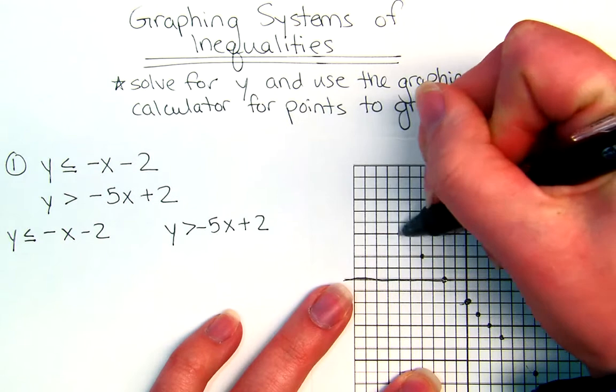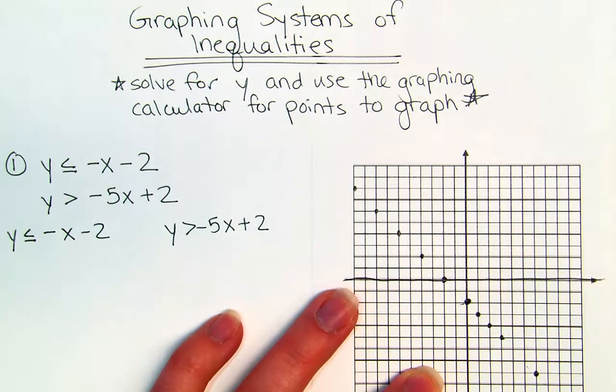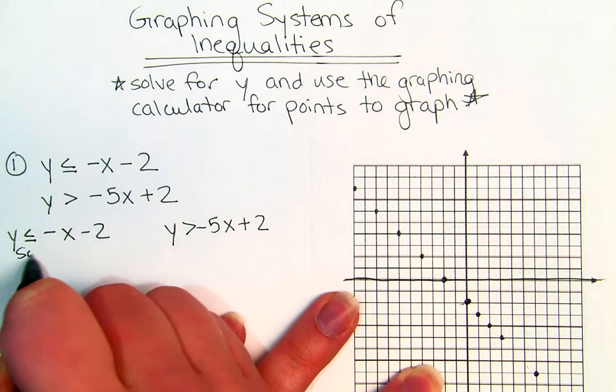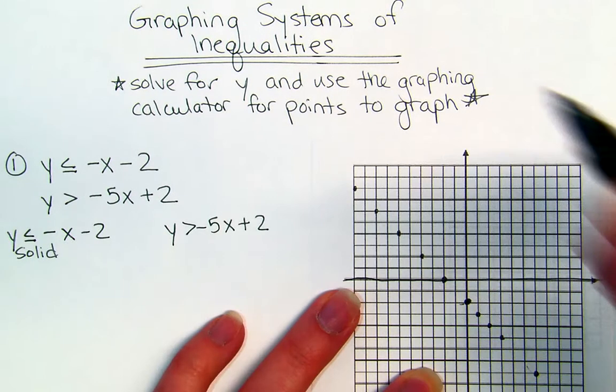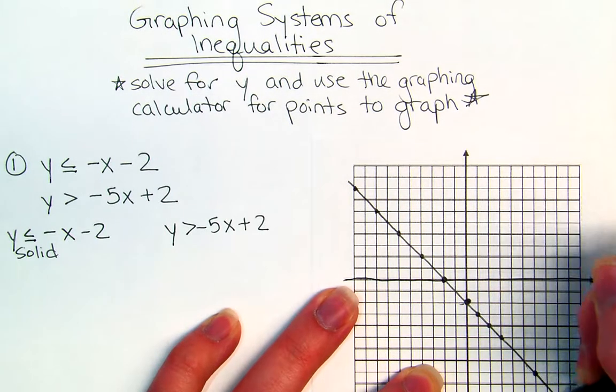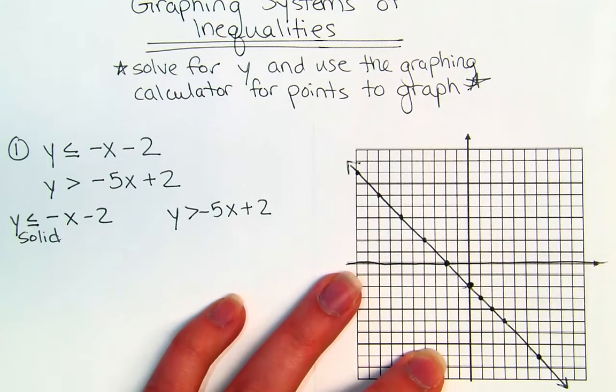Okay, so now I'm going to draw a line, except before I do that, I need to identify, is this going to be solid or dashed? This is a less than or equal to inequality symbol, which means it will be a solid line. Okay, so use your ruler. I'm just going to draw freehand here. Make sure you include your arrows.